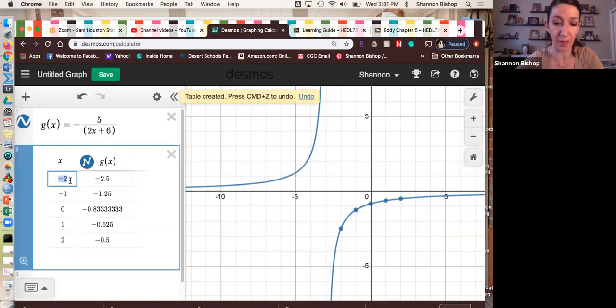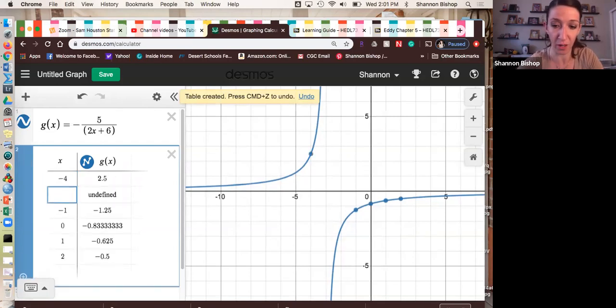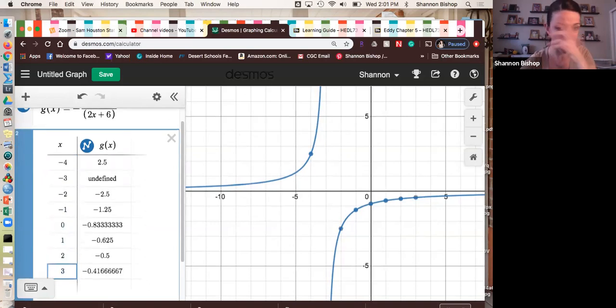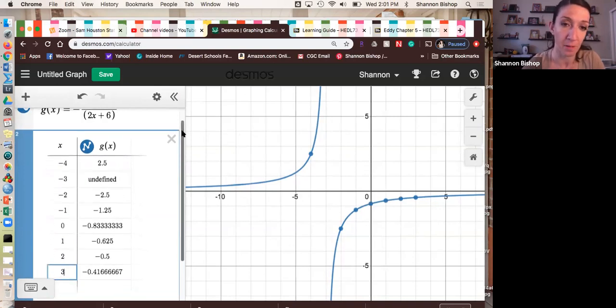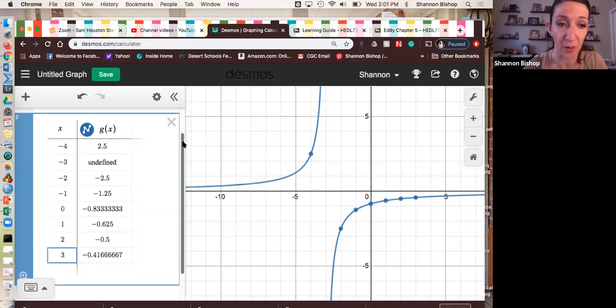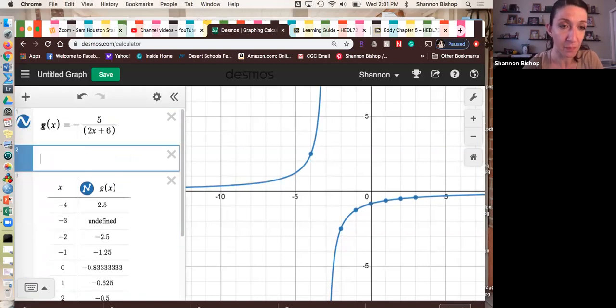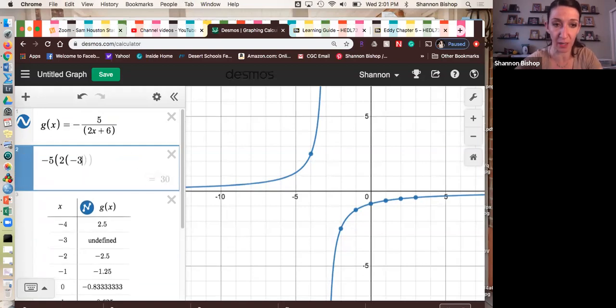And I'm going to expand my table again. -4, -3, -2, -1, 0, 1, 2, 3. Okay, where's the undefined message now? Ah, -3. You see it? Right there, -3. So how come -3 is the culprit? -5 divided by 2 times -3 plus 6. That is an error. Why is that an error?